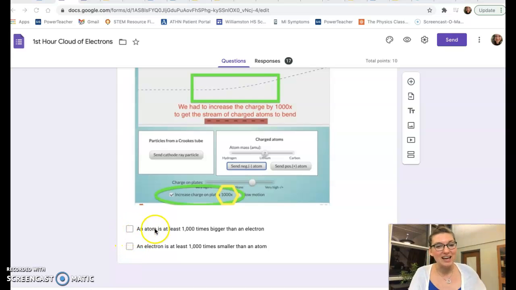So yes, an atom is at least 1,000 times bigger than an electron, and an electron is at least 1,000 times smaller than an atom. So there you go.